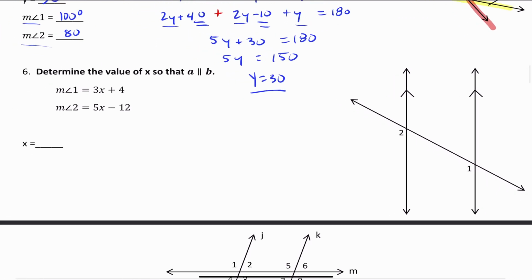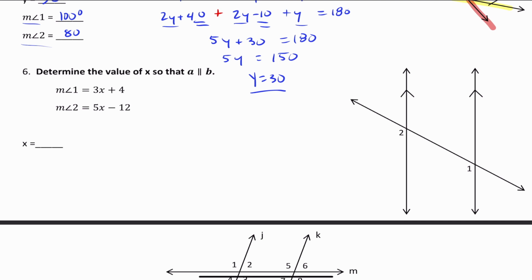Determine the value of x so that A is parallel to B. This is just using the converse theorems, right? If the angles are congruent and they follow the converse theorems, then we can assume that the lines are parallel. And I don't know why these lines are here. We can't assume that they're parallel, but they're there, so we can definitely ignore them if we want to. That's really what the question is saying. Just proceed as normal, and don't let that confuse you.